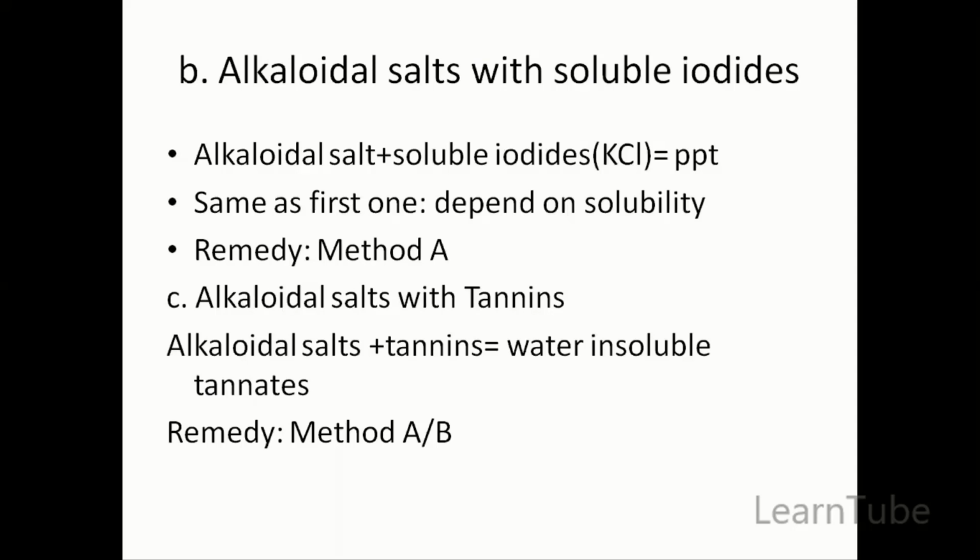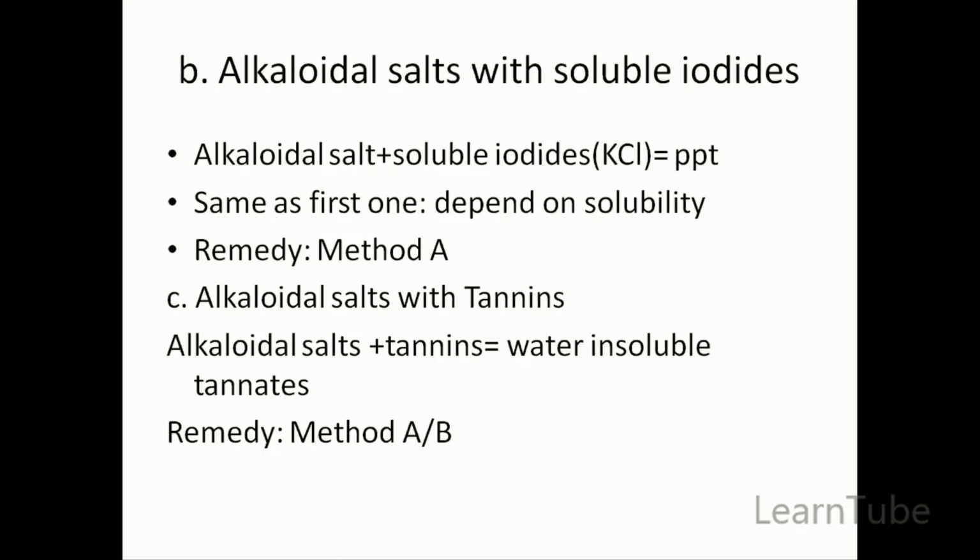Next is alkaloidal salts with soluble iodides. When alkaloidal salts are mixed with soluble iodides, they will give you a precipitate. Here also the same condition applies as we saw with solubility: if the amount is more than the solubility, then only precipitation will take place. Otherwise, it will not. And the remedy is method A; you have to adopt method A. Next is alkaloidal salts with tannins.